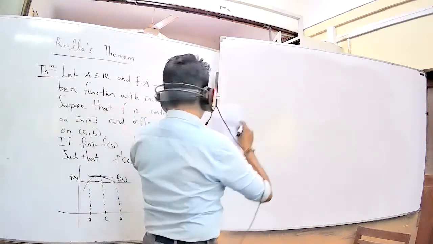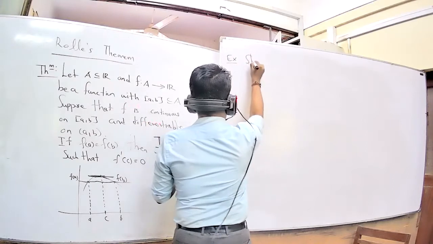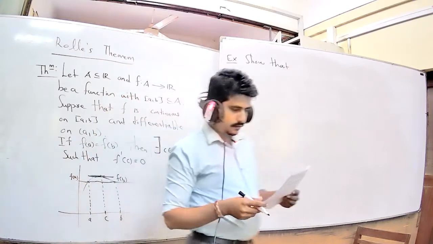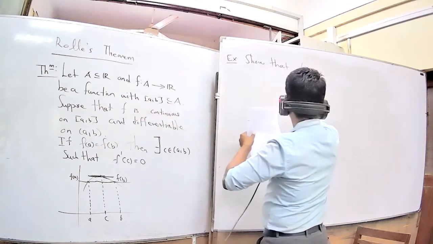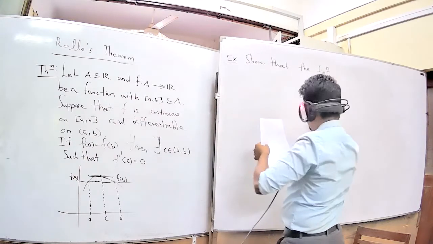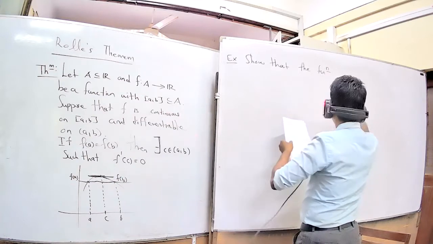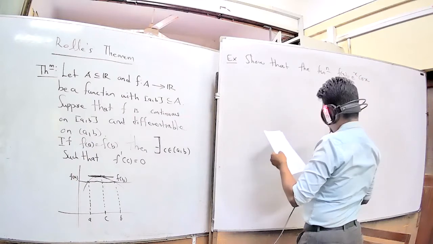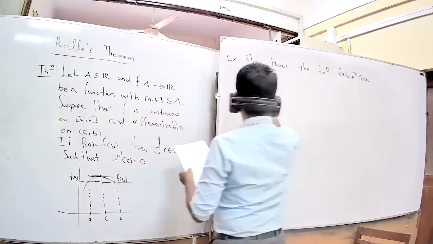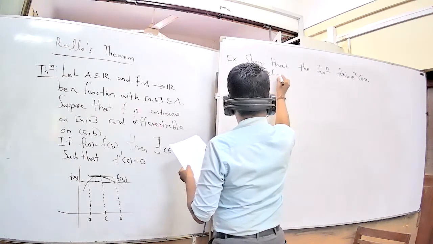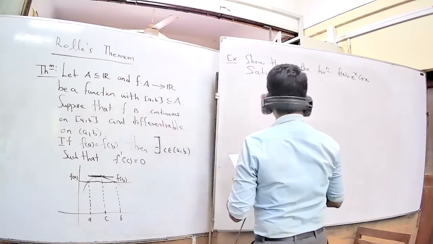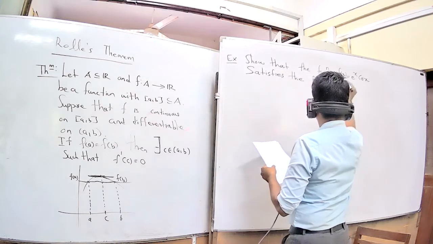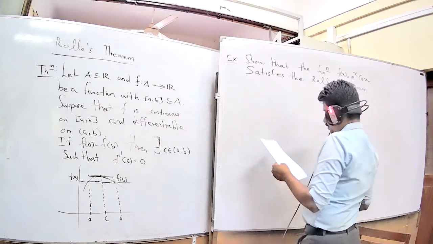So that the function f of x equal e power x cos x satisfies the Rolle's theorem in this interval.